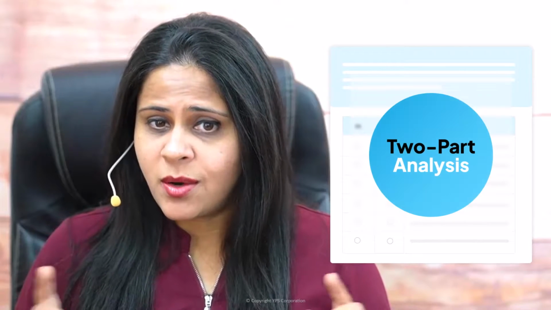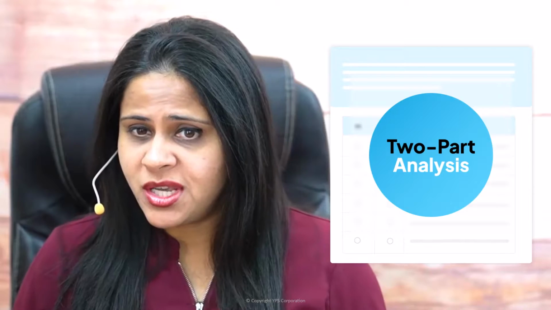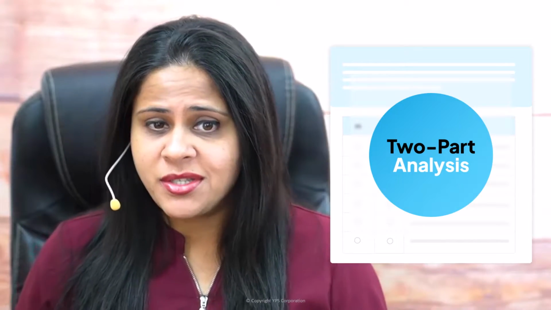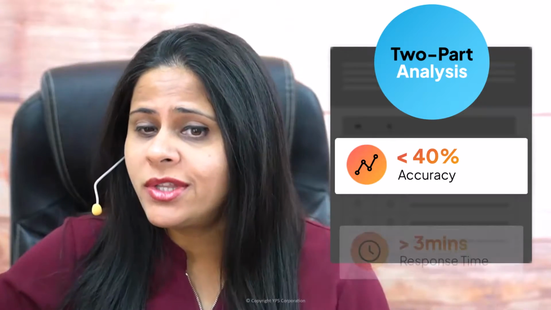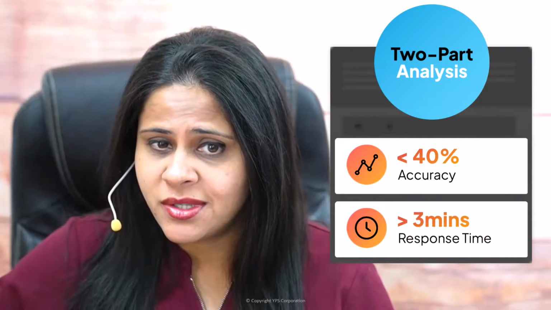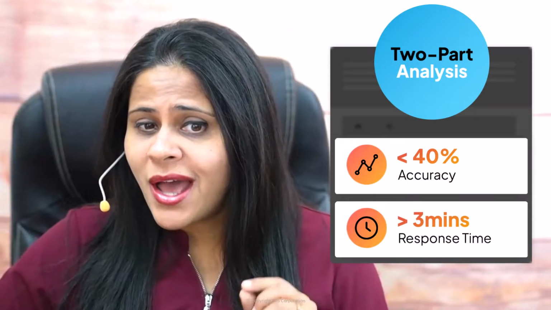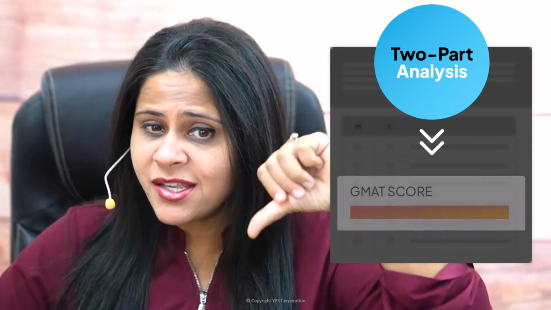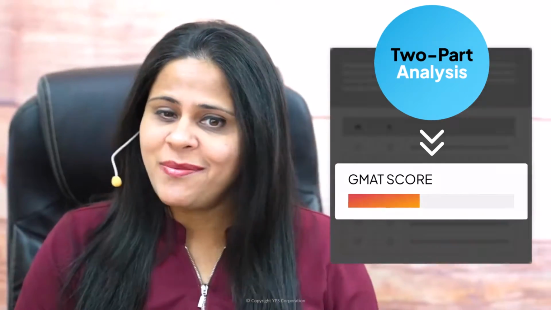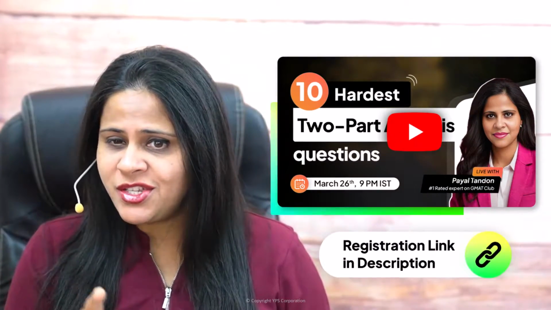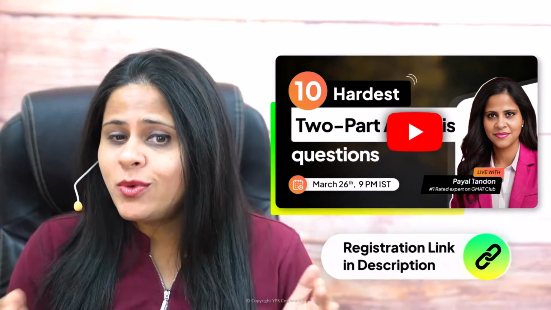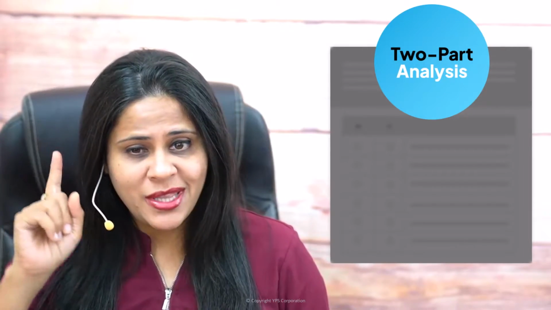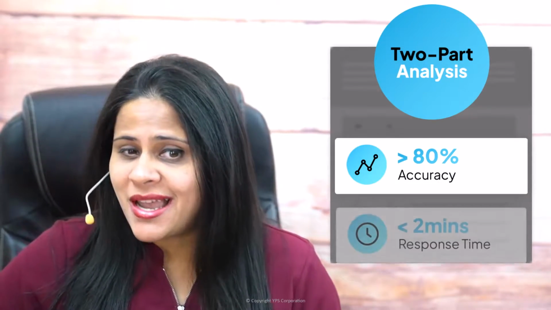TPA questions are one of the hardest question types on the GMAT. Accuracy on these questions is usually less than 40%, and students typically take more than 3 minutes to solve these questions. These questions, if not handled properly, can negatively impact your DI score and hence your GMAT score. Join me in this webinar in which I'm going to teach you techniques using which you will be able to answer these questions with ease, taking much less time.